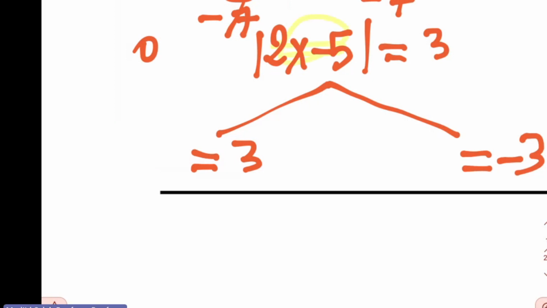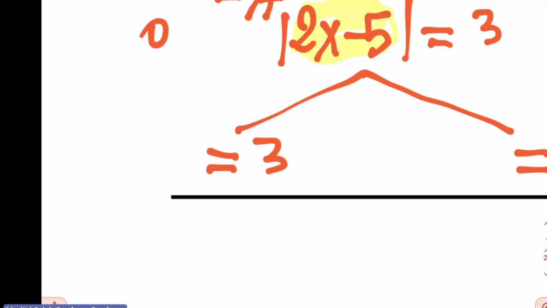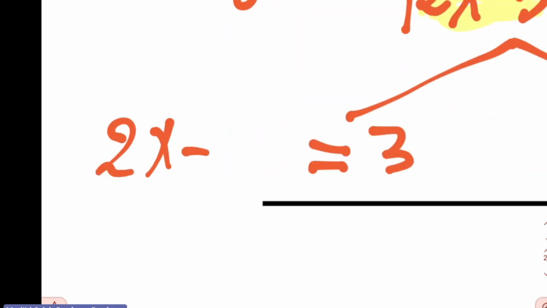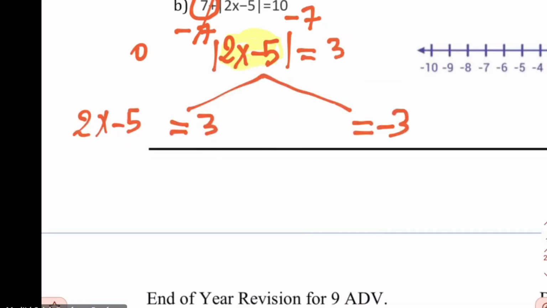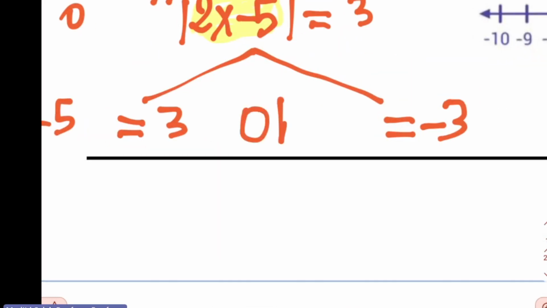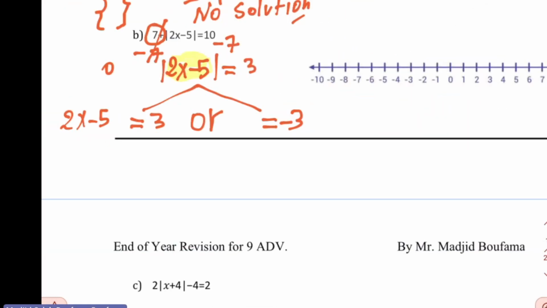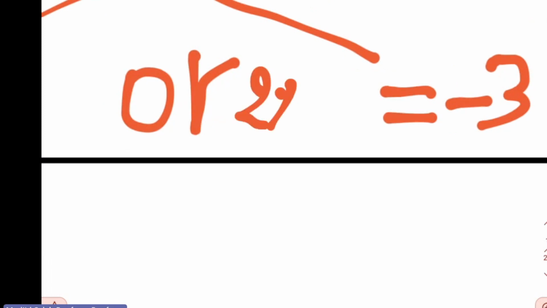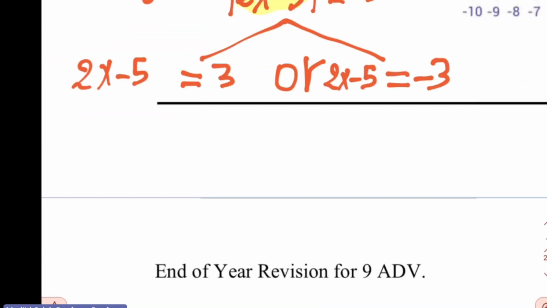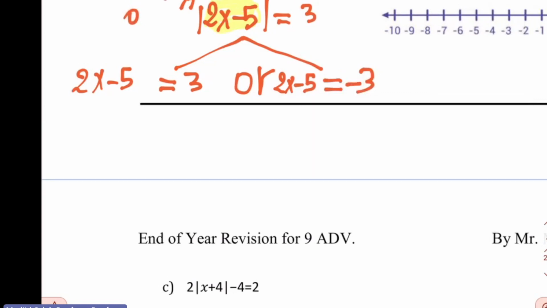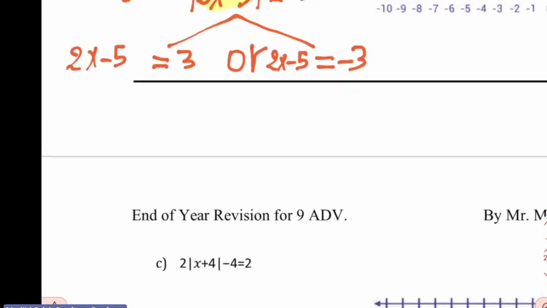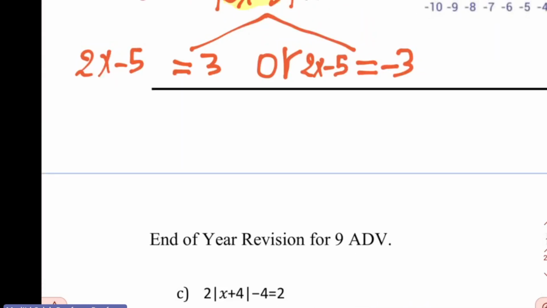Okay, this expression. 2x minus 5 should be 3 or negative 3. So what you do, you put 2x minus 5 equals 3, or make sure you write here or, and here 2x minus 5 equals negative 3. And then you solve it like when you solve a linear equation. There are 2 linear equations.